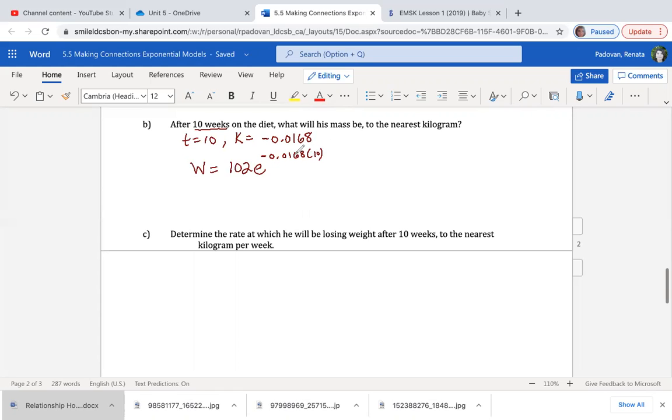Multiply this first. If your calculator requires you to get the number first and then set it equal to e, that actually works out easier, because then you can multiply these together and get a negative value. Place it to the exponent of the base of e and then multiply by 102, and you should get roughly, now it says to the nearest kilogram, so to the nearest whole number, 86. And the mass is in kilograms anyways, so we have the answer of 86 kilograms.